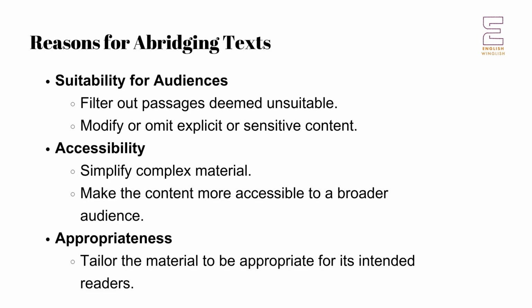Reasons for abridging texts. There are several reasons why a text might be abridged. In some cases, abridgment helps to filter out passages that may be deemed unsuitable for particular audiences. For example, content that might be considered too explicit, sensitive, or complex can be modified or omitted to make material more accessible or appropriate for its intended readers.